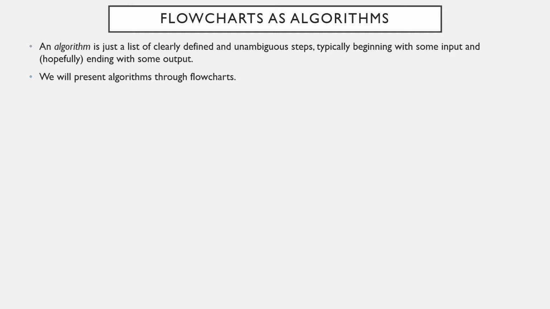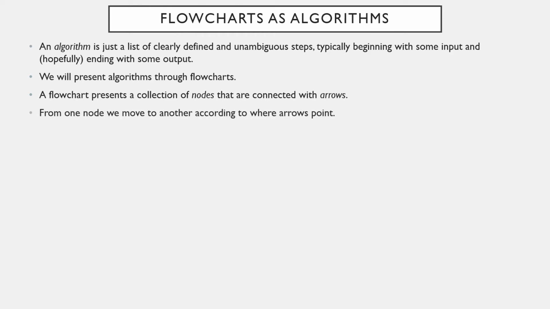There's other ways people talk about algorithms, either specifically coding them in a certain programming language or using pseudocode. We're going to be using flowcharts. So a flowchart has a collection of nodes that are connected with arrows. And from one node, you move to another node, depending on what arrow points where. And we're going to learn all the various ways this works. There will never be any ambiguity as to where to go next. It's not possible based on how these are put together. There are rules about it.